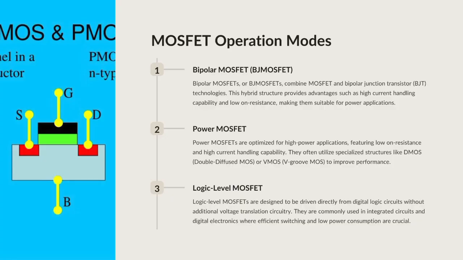MOSFET operation modes. Bipolar MOSFET, JMOSFET. Bipolar MOSFETs, or JMOSFETs, combine MOSFET and bipolar junction transistor, BJT, technologies. This hybrid structure provides advantages such as high current handling capability and low ohm resistance, making them suitable for power applications. Power MOSFET. Power MOSFETs are optimized for high-power applications, featuring low ohm resistance and high current handling capability. They often utilize specialized structures like DMOS, double-diffused MOS, or VMOS, V-groove MOS, to improve performance.